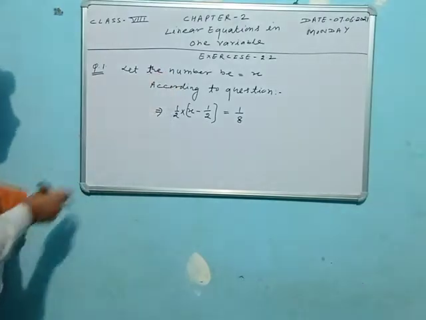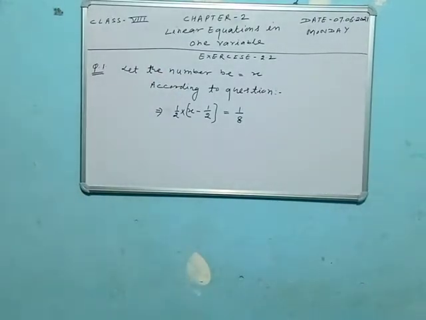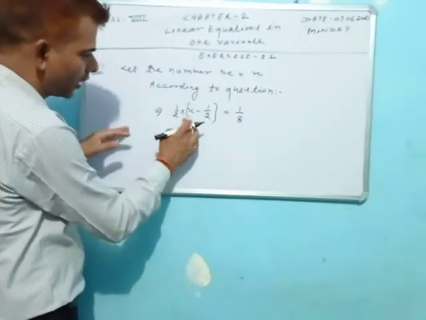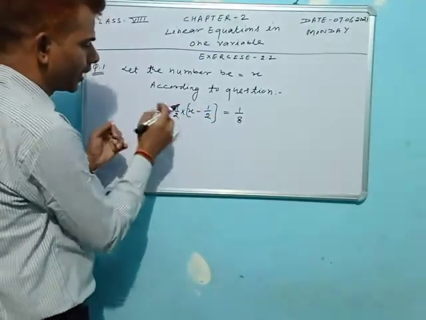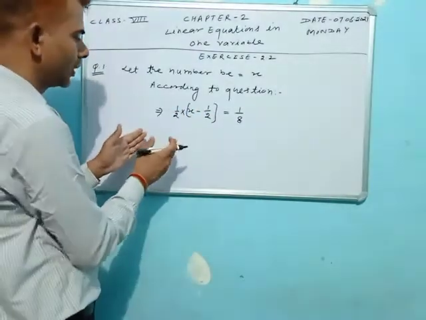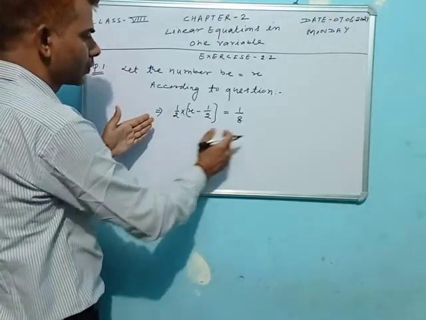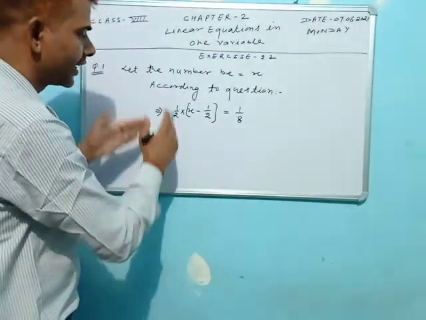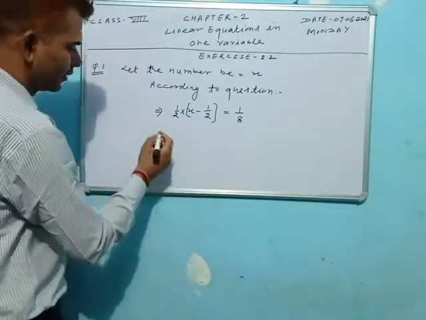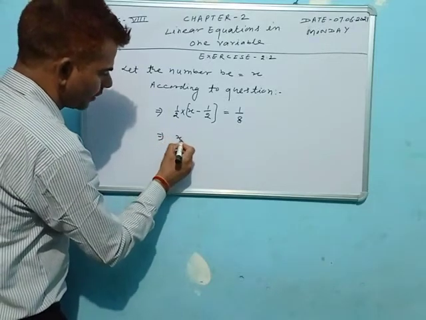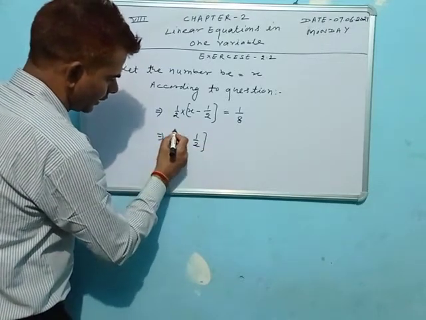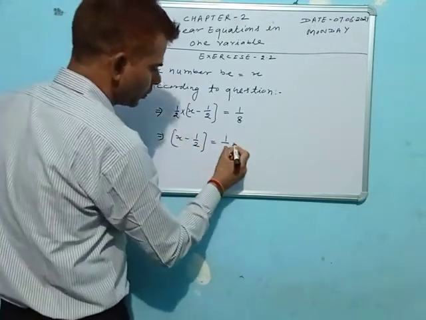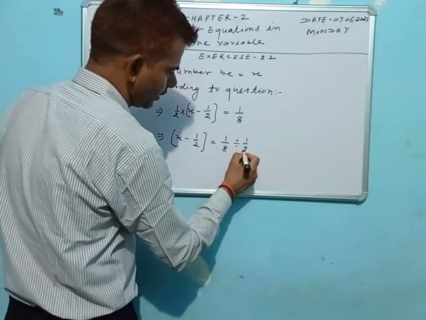Now students, we have to find the number. Here the number is x, it means we have to find the value of x. 1 by 2 is multiplied with x minus 1 by 2. As you know, if a multiplied term is transferred from the left hand side to the right hand side, the multiply sign changes into a divide sign. So x minus 1 by 2 is equal to 1 by 8 divided by 1 by 2.